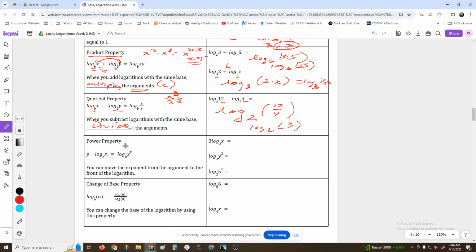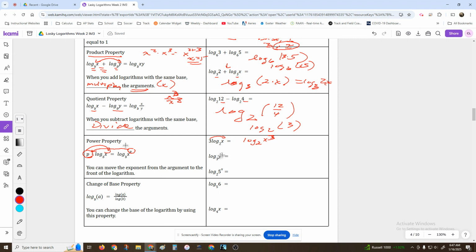This one is kind of a different little setup, but just remember that a coefficient in front becomes the exponent on top, and the exponent on top becomes the coefficient in front. You can go either direction. So in other words, if I have this 3 log base 2 of x, I can move the 3 to the top, and I get log base 2 of x to the third.